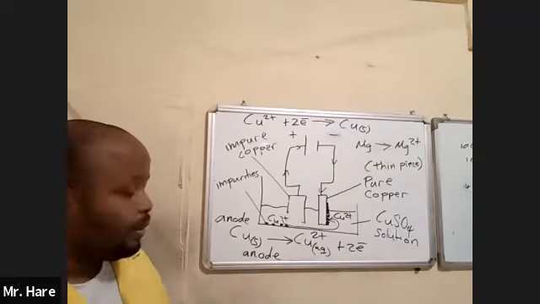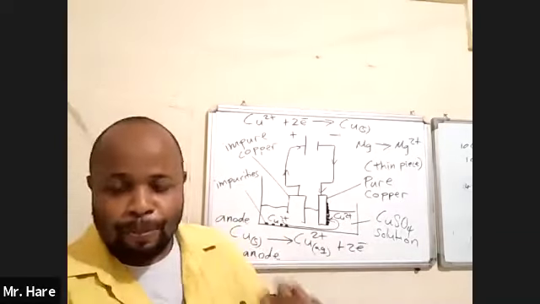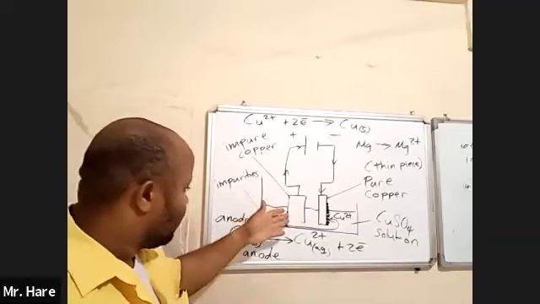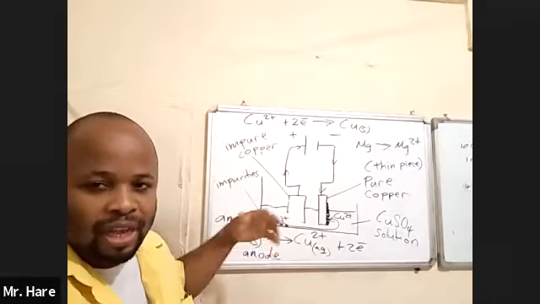So the impurities are going to the anode? Right, because remember the impure copper is at the anode. So the impurities would be falling at the anode because the anode is impure.